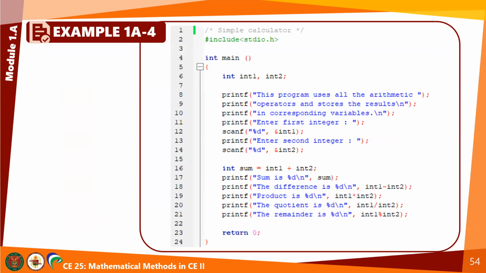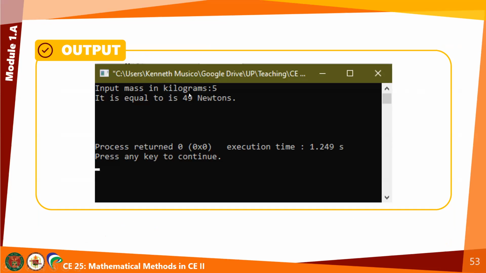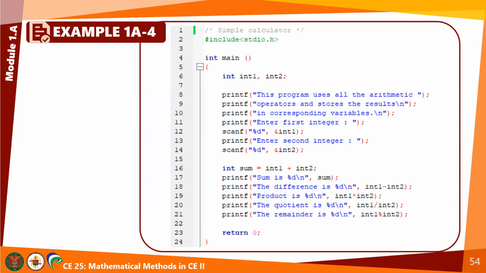Tapos minultiply niya ng g. 5 times 9.81. So of course, may decimal values yan, pero ang in-output lang niya is 49 newtons. Okay, so mali yan. Again, yan. Dapat aware kayo of what your variables are, how do you represent them in real life. Okay? Ayan. What happens here?